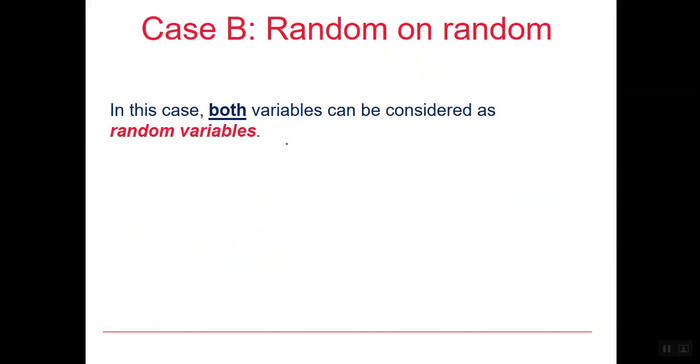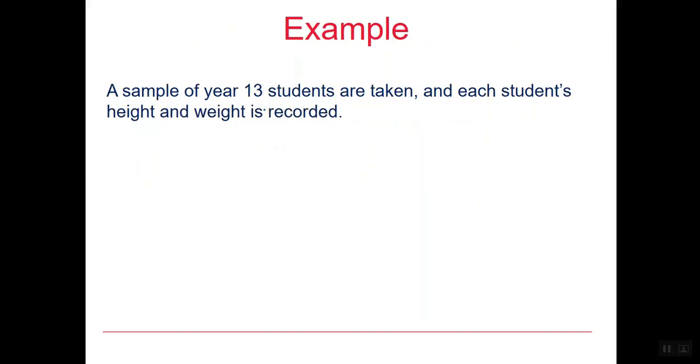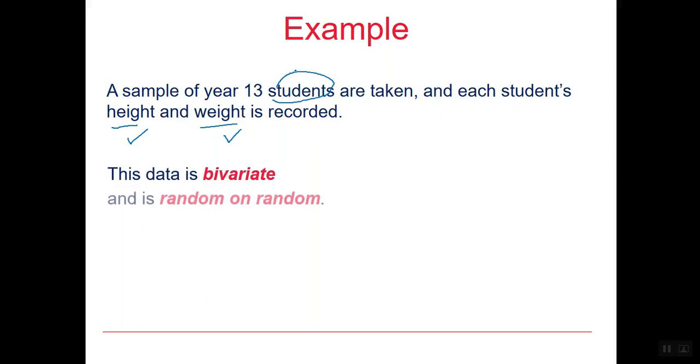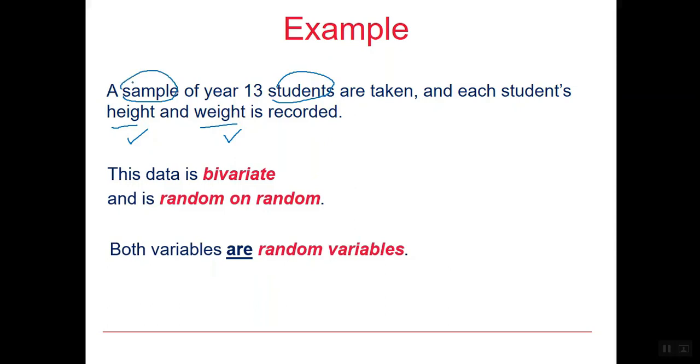The other type of bivariate data is what we call random on random, and in this case both variables can be considered random variables. Neither is controlled. For example, a sample of Year 13 students are taken and each student's height and weight is recorded. This data is bivariate because we have height and we have weight and they're paired by individual student. This case is random on random. That's because both variables are random variables. We aren't controlling the height or the weight because it's a sample that's been taken.